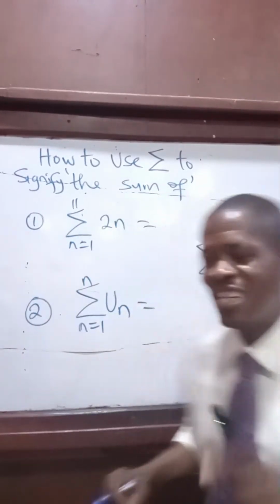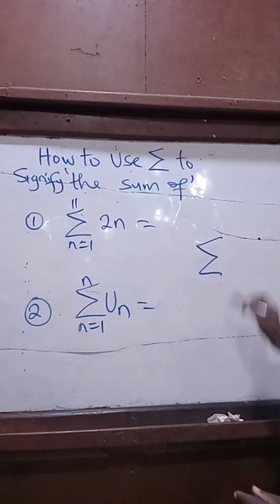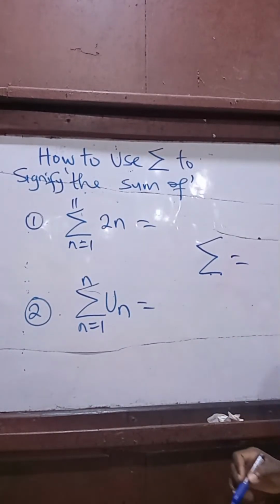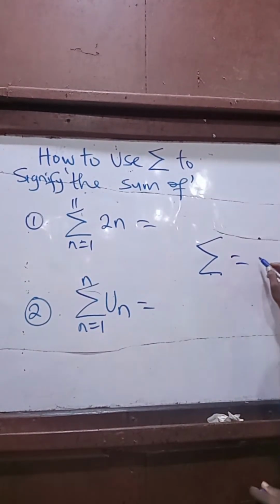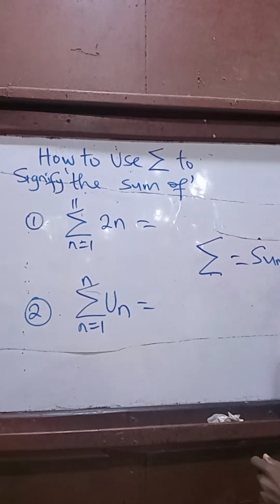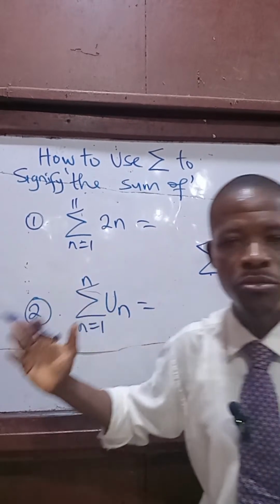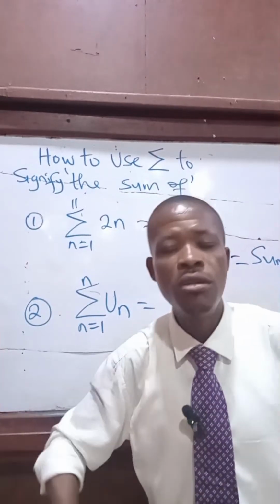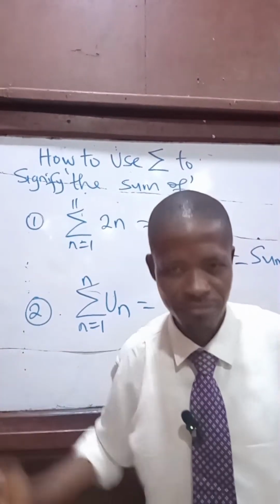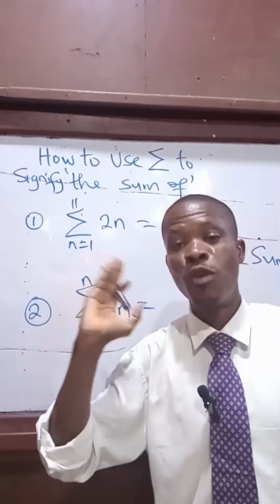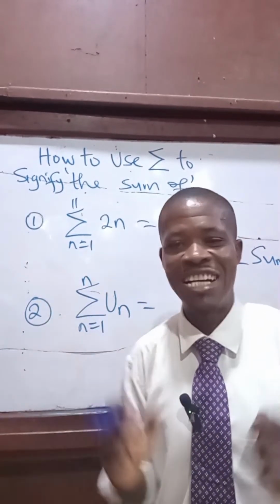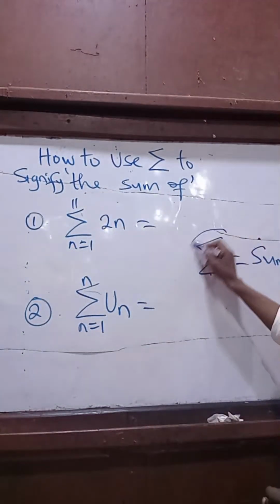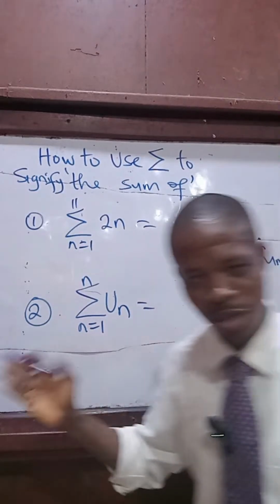Somebody was asking what is the meaning of sigma. What is the meaning of this symbol? This symbol means sum of. Sigma means sum of, or the total. And this is the notation for sum of.